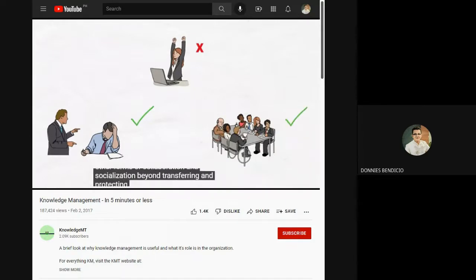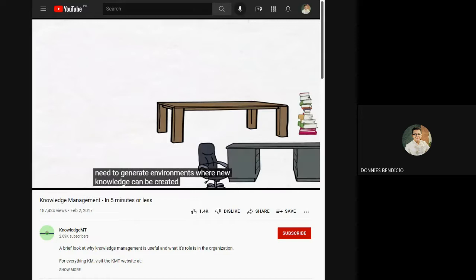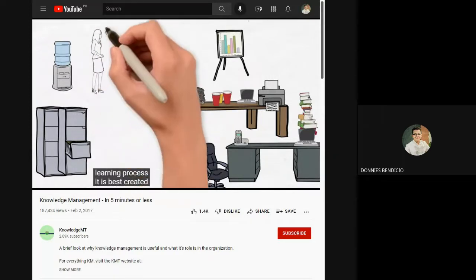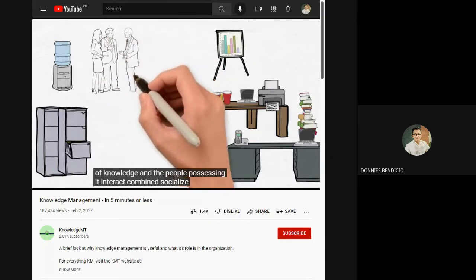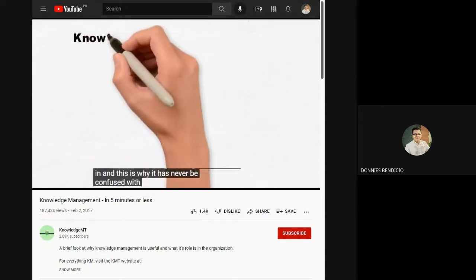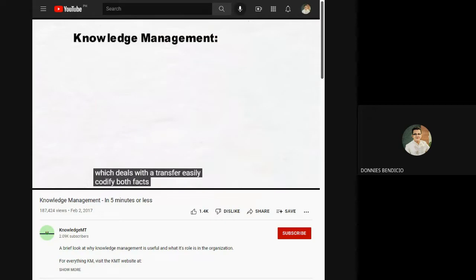Beyond transferring and protecting existing knowledge, firms also need to generate environments where new knowledge can be created. Knowledge is best created in an unstructured context where people are free to experiment and where failure is seen as part of the learning process. It is best created when different kinds of knowledge and the people possessing it interact, combine, socialize, and build on their know-how and know-what. This is where knowledge management comes in, and this is why it must never be confused with information management, which deals with the transfer of easily codifiable facts and figures.